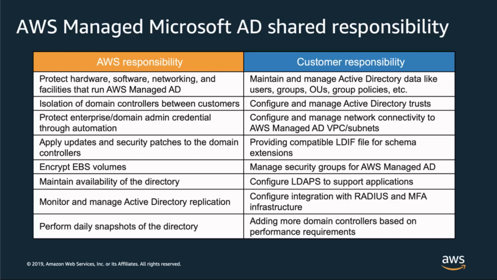On the right, you can see all the tasks you are responsible for. This pertains to your Active Directory data. For example, users, groups, and OUs, you're responsible for creating and managing them. Similarly, you're responsible for managing trusts, if you have any, and of course, managing the connectivity from Active Directory to all your member servers and managing that network connectivity.